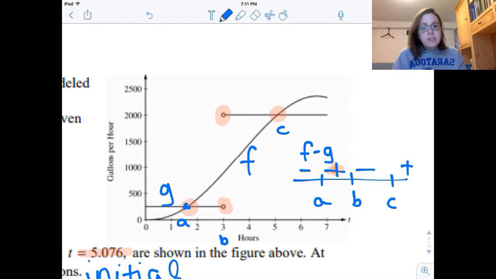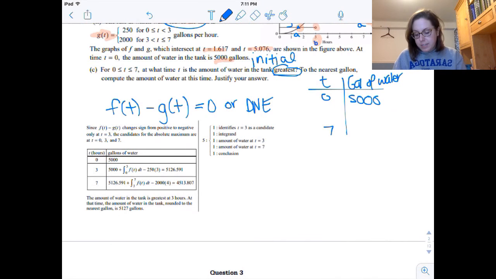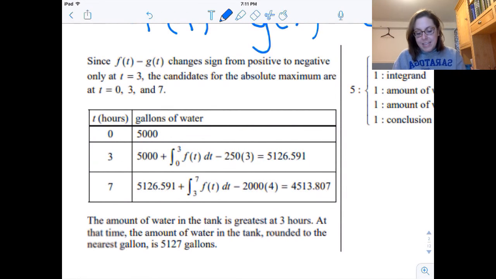Now, you don't need to do this. You could say, I'm going to examine all 3 places and see what happens. But what I'm looking at is there's really only one candidate that could be a maximum, and it's at B, which we said was 3. So those are my candidates. So this is what this looks like. My candidates should be 0, 3, and 7. If you had the other 2 candidates, it wouldn't be wrong.